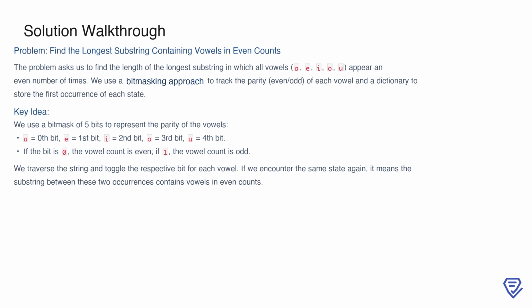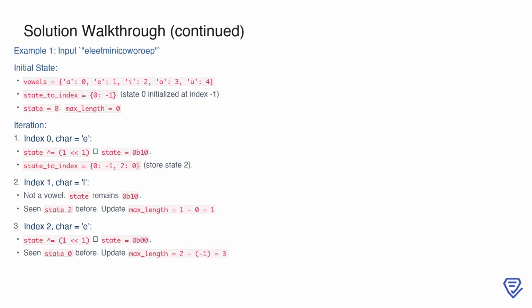For example, the 0th bit represents a, the first bit represents e, and so on. If a bit is set to 0, it means the count of that vowel is even. If it's set to 1, the count is odd. During the traversal, we toggle the respective bit whenever we encounter a vowel. By storing the first occurrence of each state in a dictionary, we can quickly calculate the length of substrings where all vowels have even counts. This approach is both efficient and elegant, leveraging the fact that encountering the same state twice implies the vowels between those occurrences are balanced. Let's illustrate the approach with the input string LeetCode.